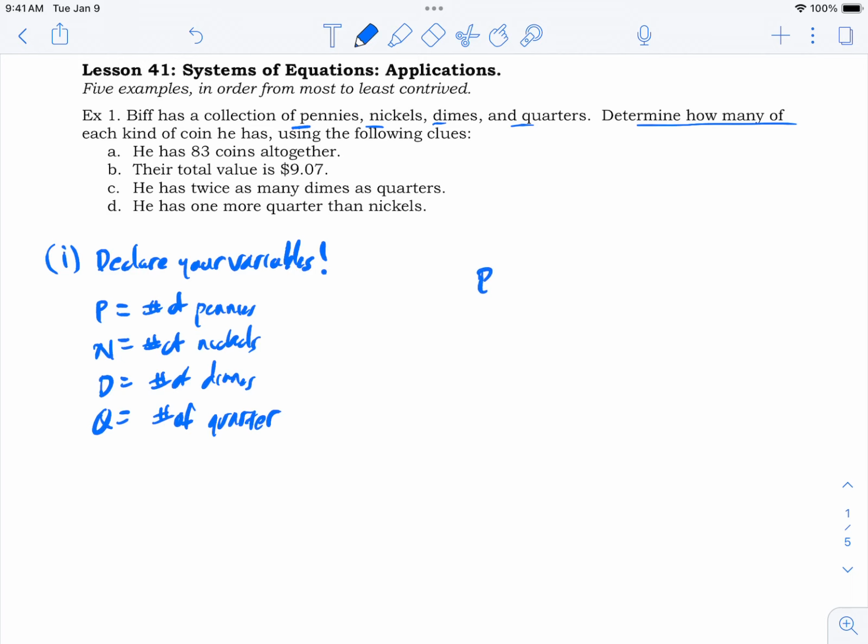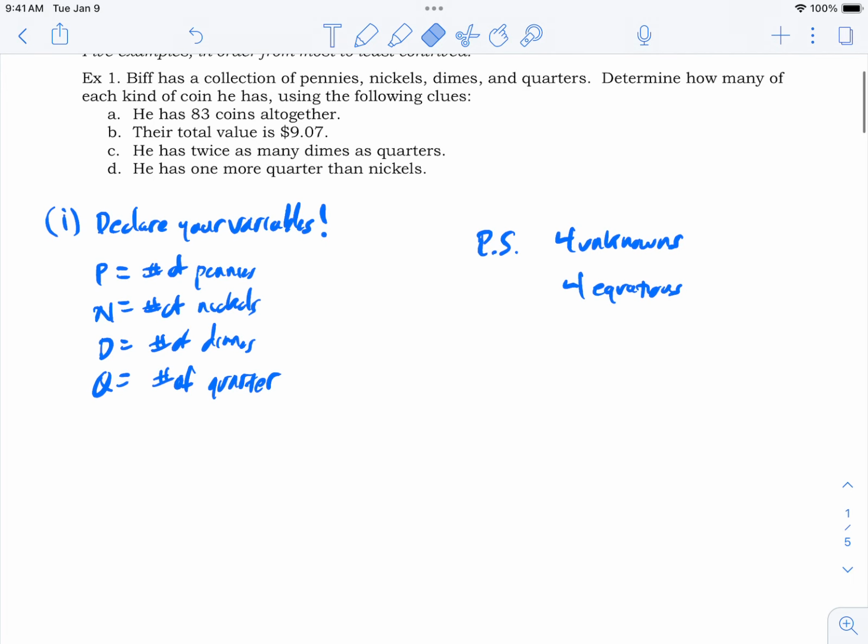Now, as a little aside, if we've got 4 unknowns, that tells us something right away. It tells us that we're going to need 4 equations. Remember, all of these systems we solved have always been square, like a 2 by 2: 2 equations, 2 unknowns. We did 3 by 3s: 3 equations, 3 unknowns. If you've got 4 unknowns, you're going to need 4 equations. You need an equal number of equations as unknowns. So we're going to need 4 equations.